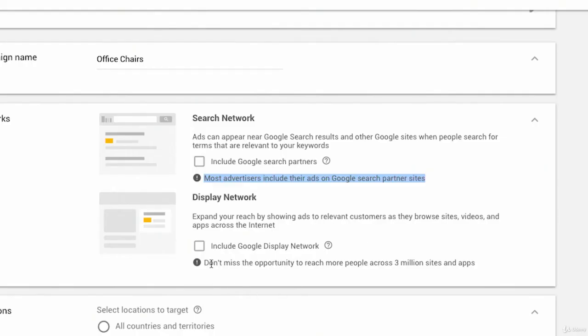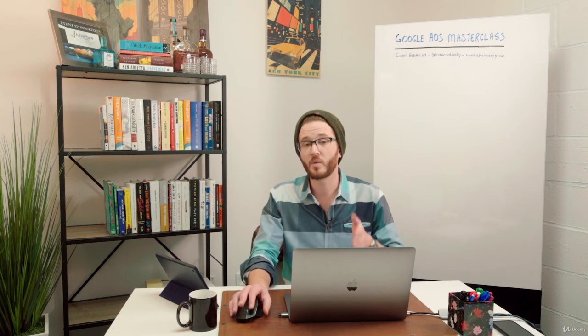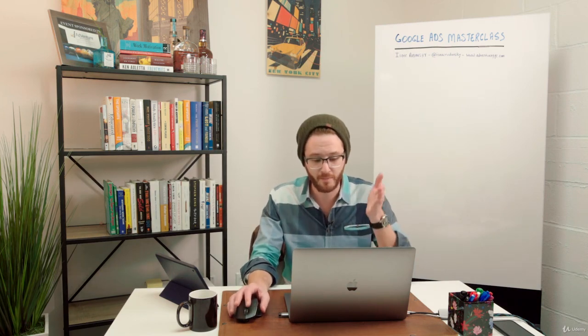And down here you have this nice little notification. Don't miss the opportunity to reach more people across 3 million sites and apps. Sounds so enticing. That's another way for Larry and Sergey to get your money. Don't give it to them. Spend your money wisely. Spend your money like an expert. Spend your money like a pro.